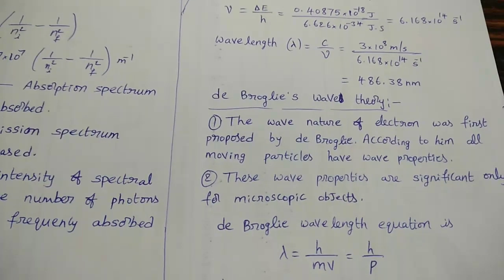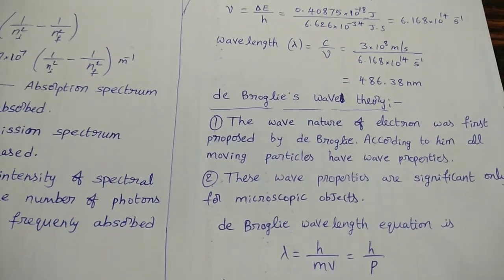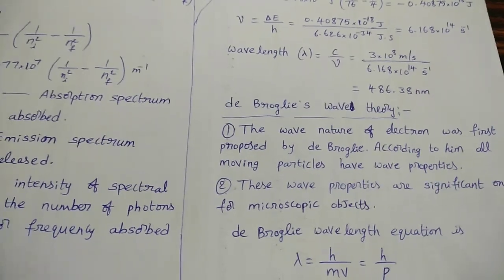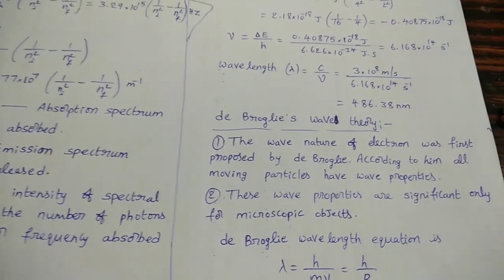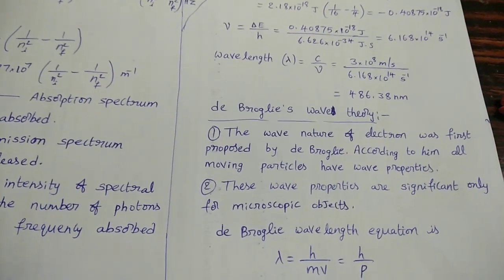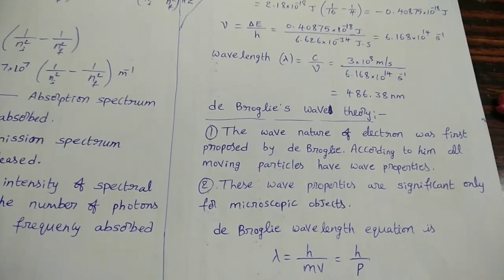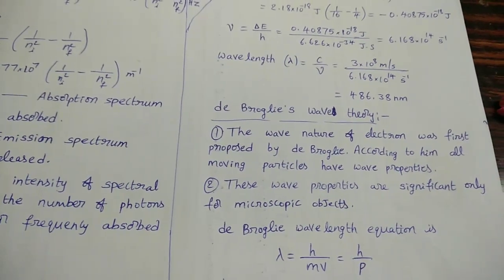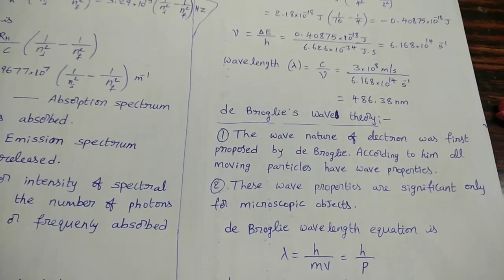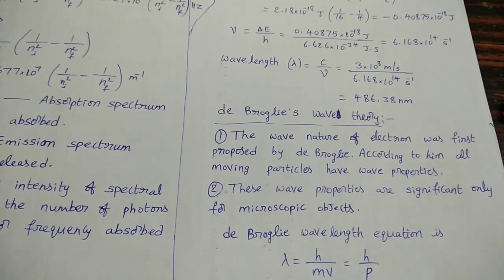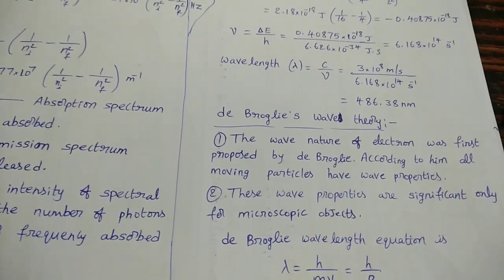If we want to consider wave properties for macroscopic objects like a moving football or a moving car, those are not that important. Moreover, we cannot observe their wave character properly. That's why these wave properties are important only for microscopic objects.